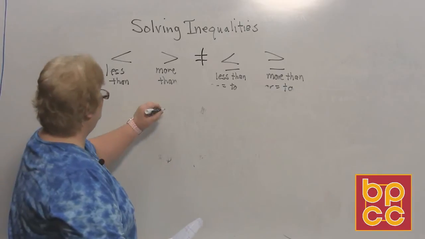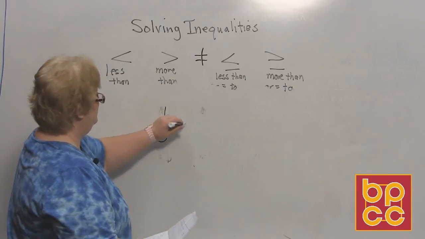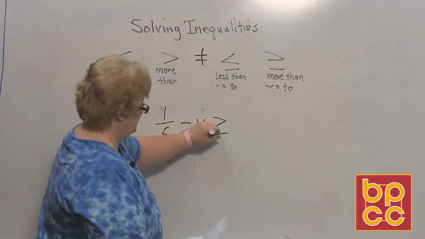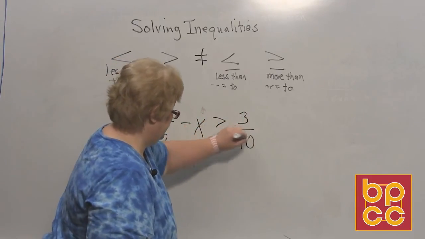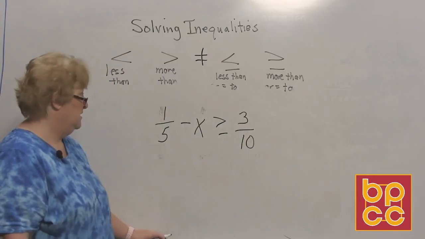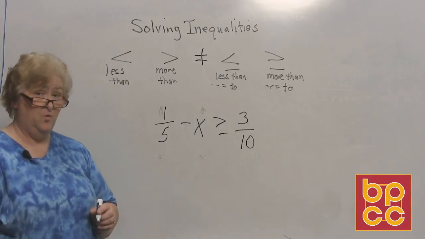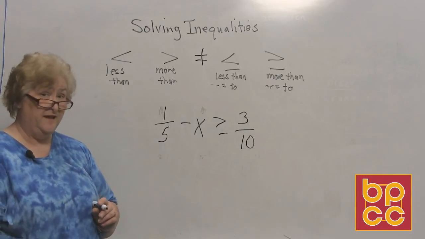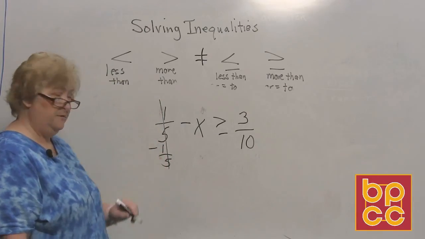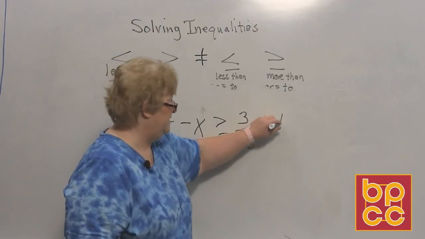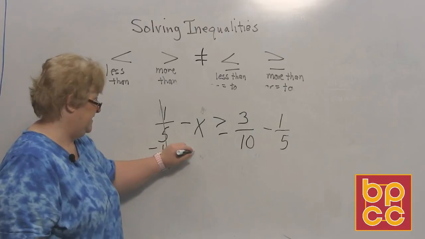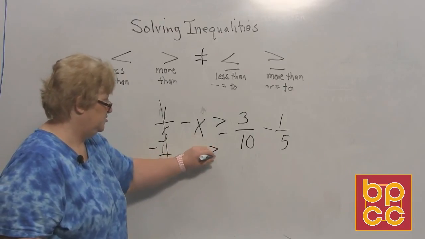Okay, I'm going to go 1/5 minus x, is greater than or equal to 3/10. Now, I've thrown a couple of interesting things in here on you, so watch out. Okay, first of all, I agree that we do want to move the 1/5 to the other side. So let's go ahead and do that by adding the opposite. I'm going to do a minus 1/5 to clear. And over here, I'm going to do a minus 1/5. I now have a negative 1x is greater than or equal to.